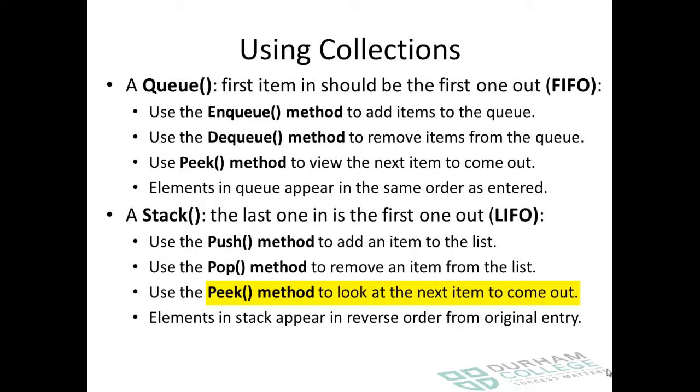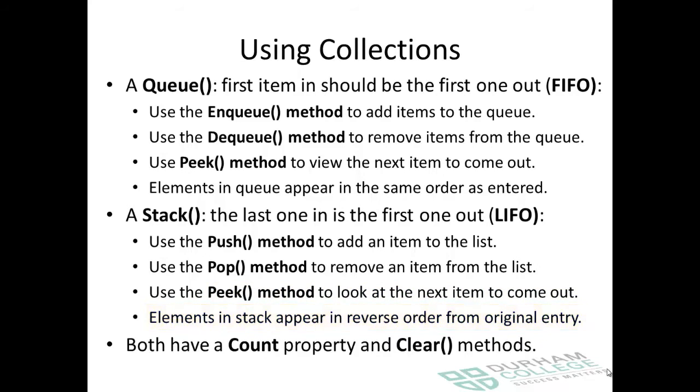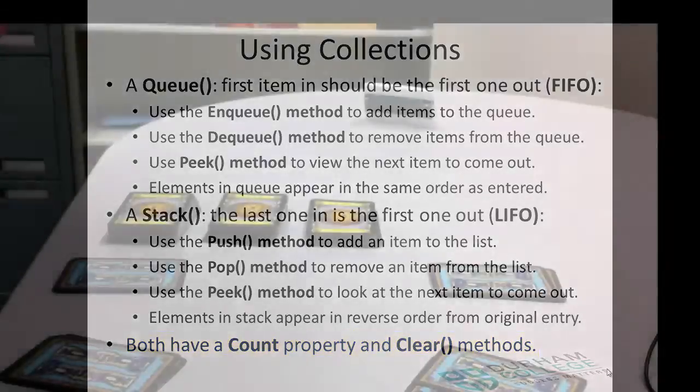So think of a deck of cards that's face up. Peeking will show you the top item that's on the stack. You can remove things from the top or put things on the top. So elements in the stack are in reverse order from original entry, last in, first out. Both of these have a count property and a clear method to completely clear them out.